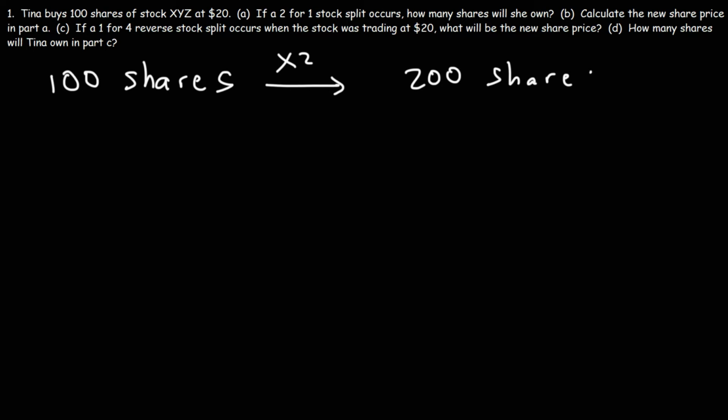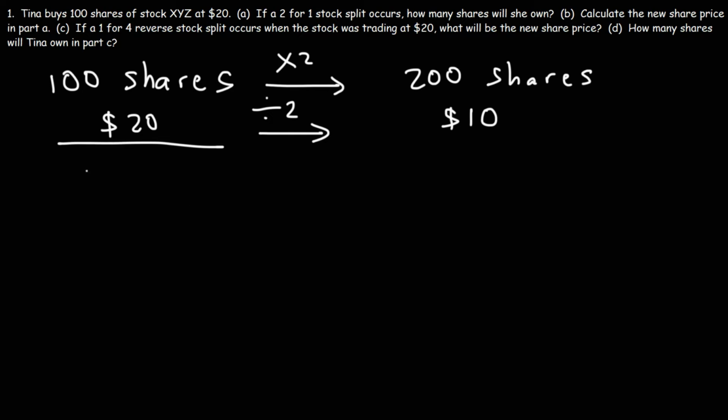Now the initial price of those shares was $20. So because the number of shares increased by a factor of 2, the share price will decrease by a factor of 2. So you divide it by 2. So the price of the new shares will be $10. Her total investment is 100 shares times 20, which is $2,000. That's before the stock split. And then after the stock split, the value of her investment will remain the same. 200 times 10 is still $2,000.